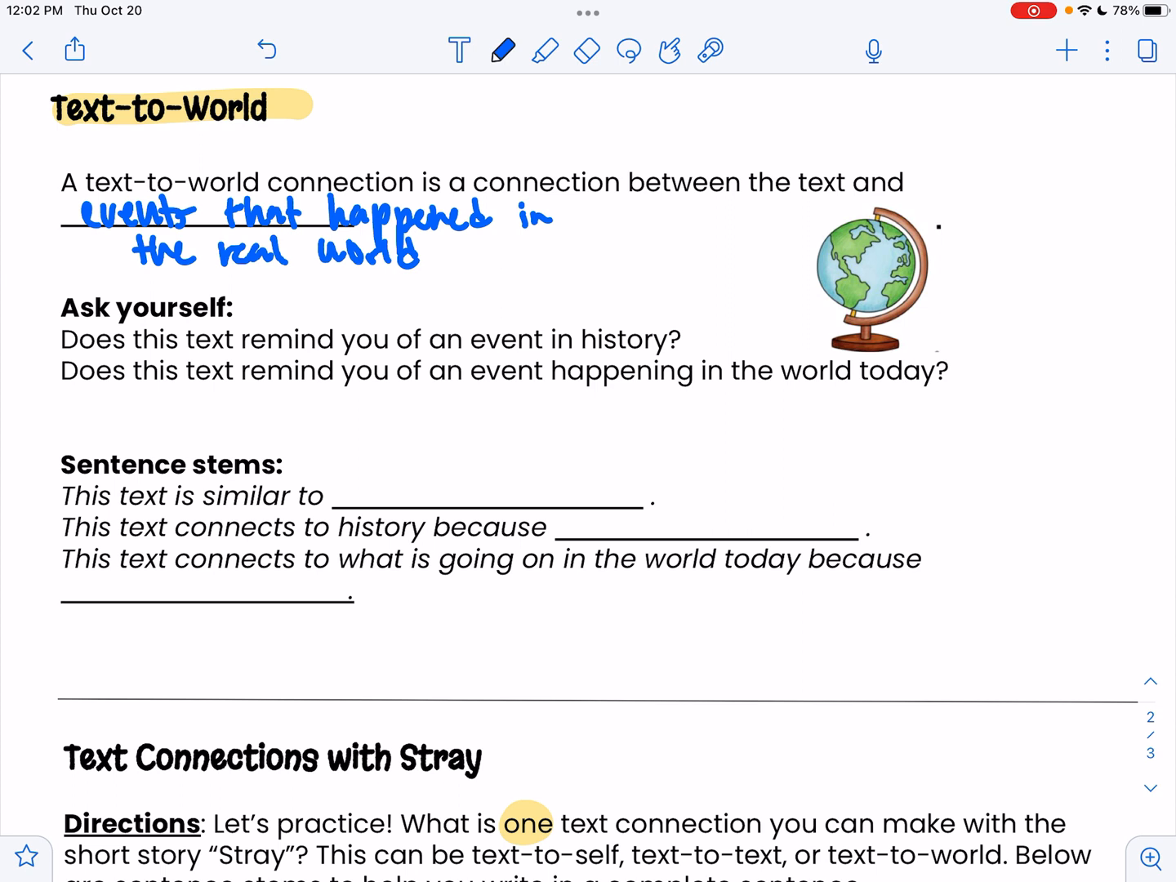So think about, does this text remind you about an event in history? Does this text remind you of an event happening in the world today? So it could be historic or it could be modern. So think about, in this book, there was a war. There is also a war in real life. Or in this book, the characters are suffering from some sort of illness. This illness can also exist in the real world as well. So you're making real world connections.